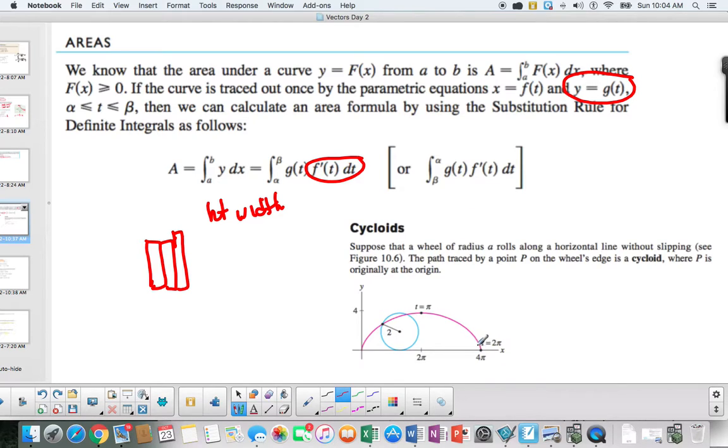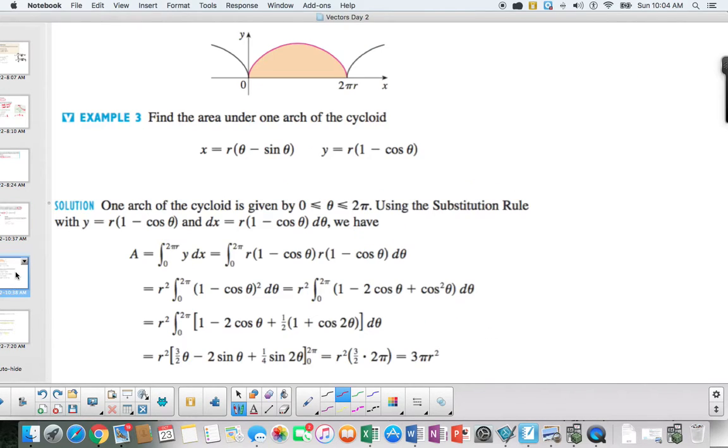Now, this is a cycloid. Suppose that a wheel rolls along a horizontal line. If you follow a point on the wheel and trace it, you're going to get what we call a cycloid. So what we're going to do is find the area under one arch of a cycloid. They're not giving us a specific radius, but it's a radius, and that's a constant. And we want to figure out the area, and we're going to do that with rectangles.